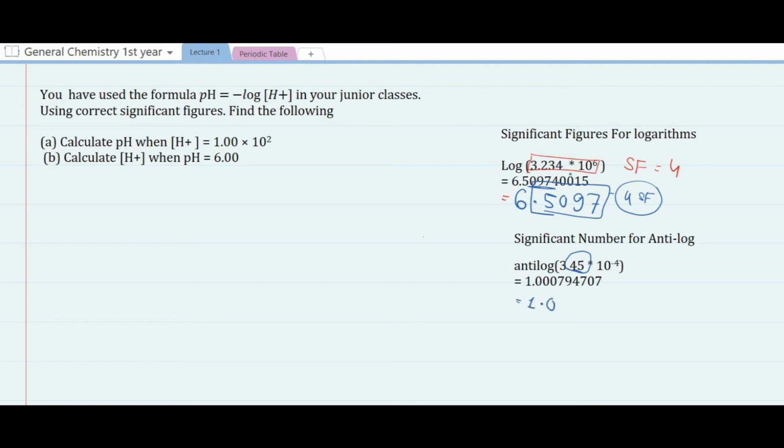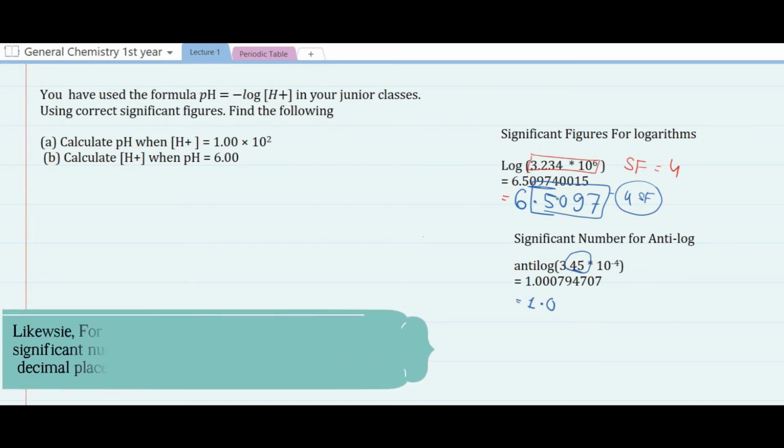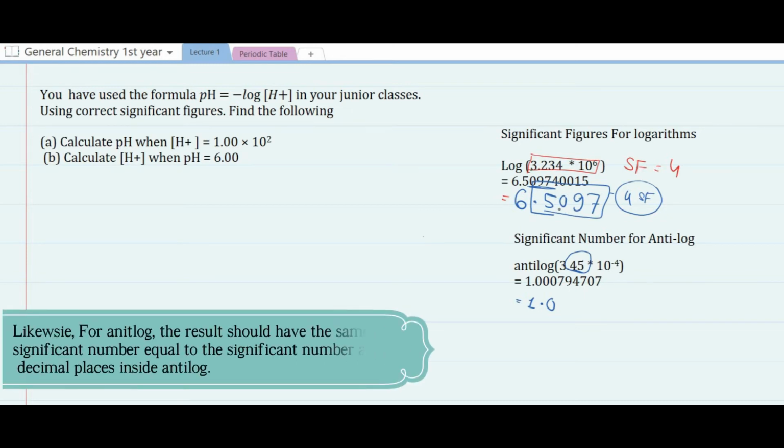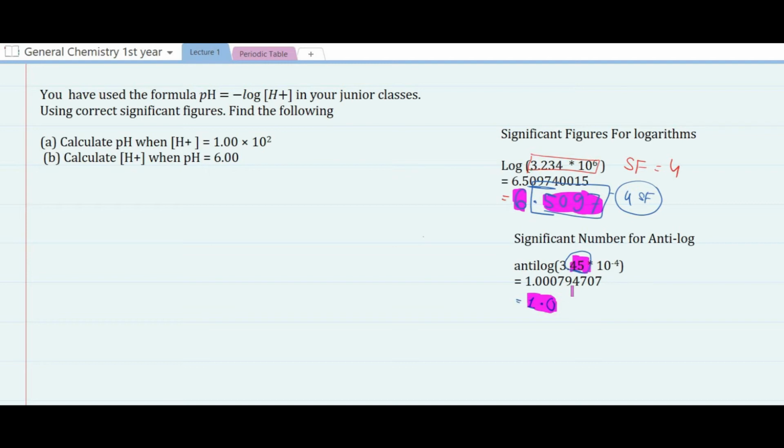So let me repeat: whenever we are finding the significant number of a log, we must first calculate the value, and then while checking, only the numbers after the decimal point should be considered. So here it is 6.5097. This term is not considered here, this term is not considered here, and only these terms are considered. Since there are 4, and when we are calculating anti-log, we also consider the numbers after the decimal point. Since there are 2 numbers after the decimal point, the significant number should be 2, and writing it with 2 significant figures, we get this.